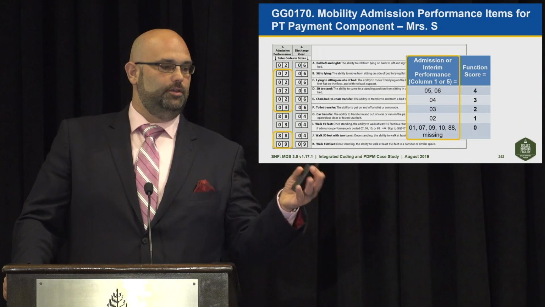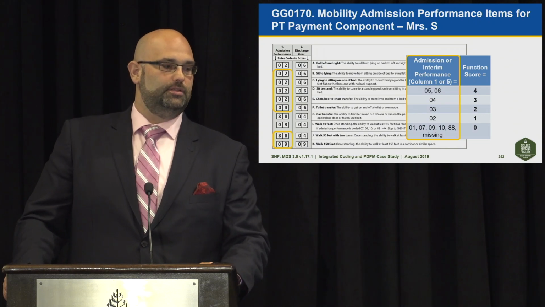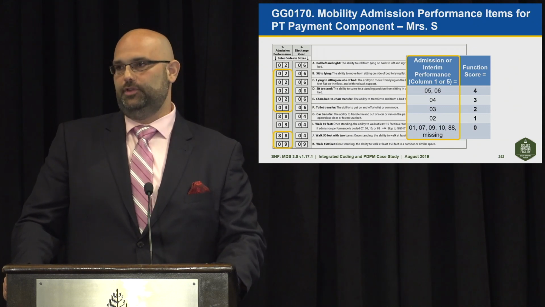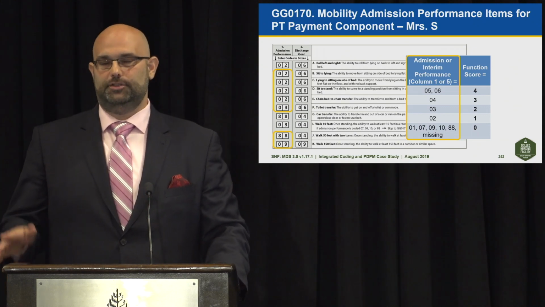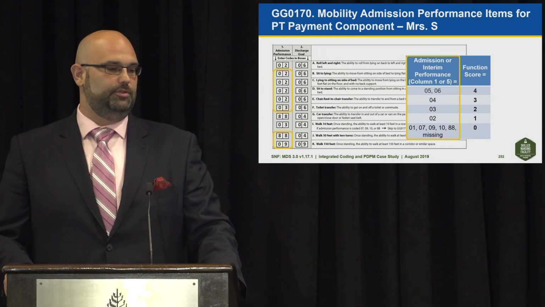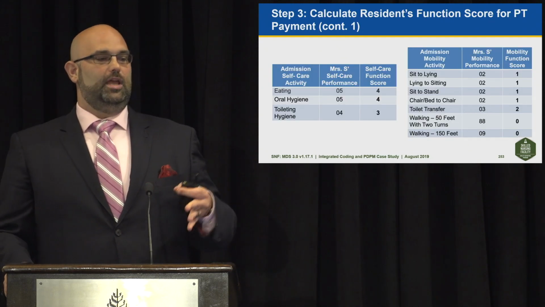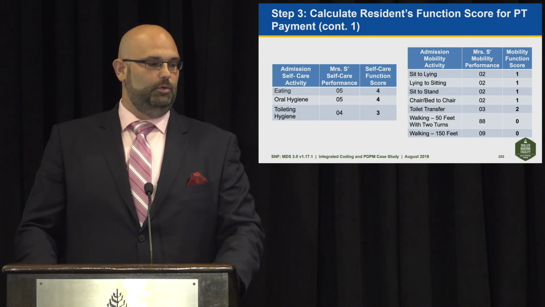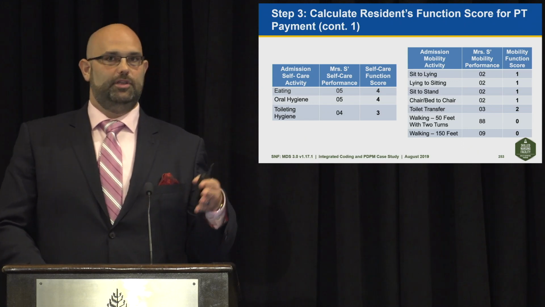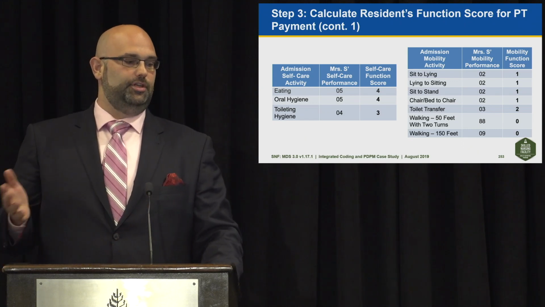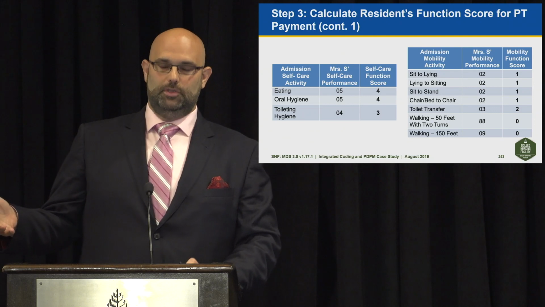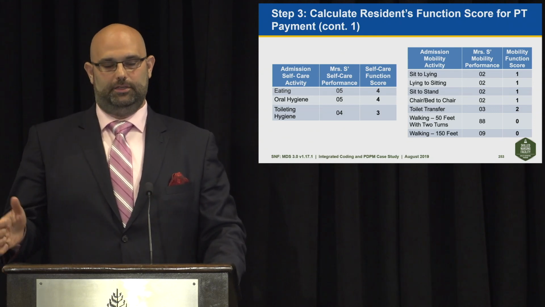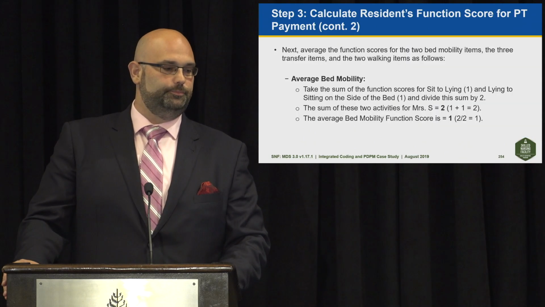Here, again, you can see for the mobility admission performance for G0170 the scores that were provided for each of those, and the mapping to the right shows what those scores translate to in terms of their functional score. Now we can see how each of those translates over, and we can start to see what the patient's total functional score would be. For eating, it was a 0.5, and therefore that translates to a 4. Oral hygiene was a 0.5, translates to a 4, and so on for each one of these. This is just taking the performance score and mapping it to its correlated functional score.